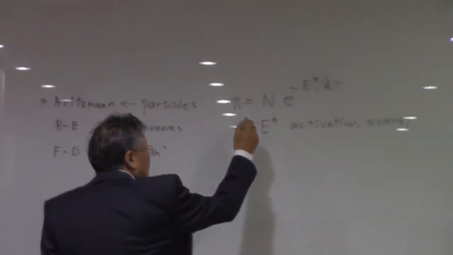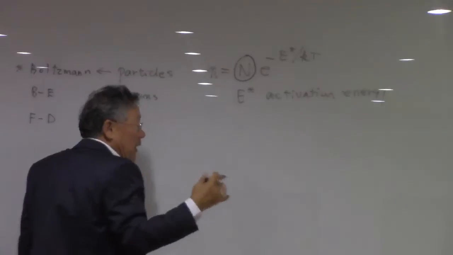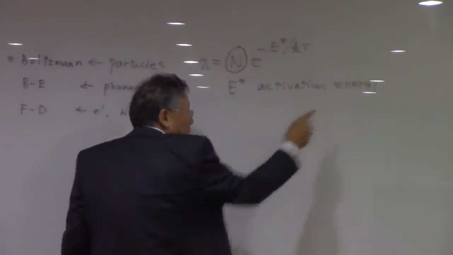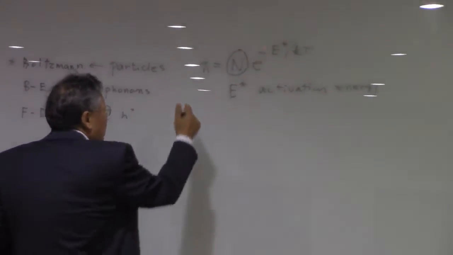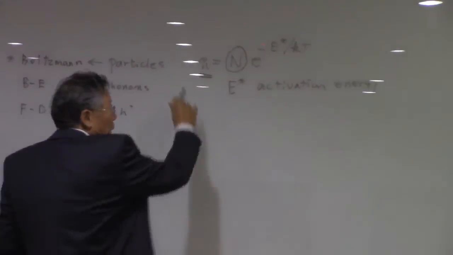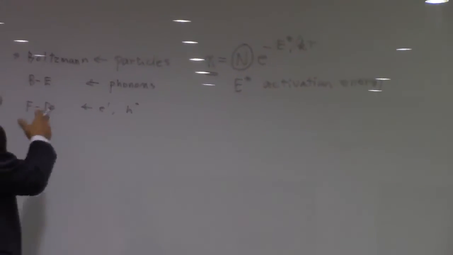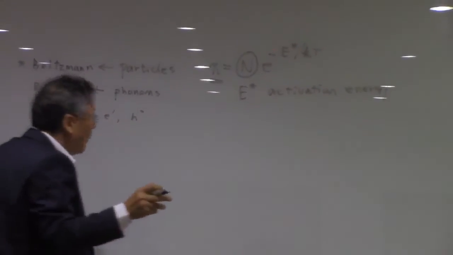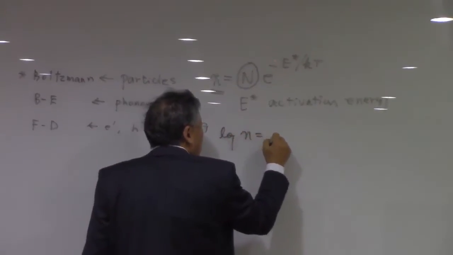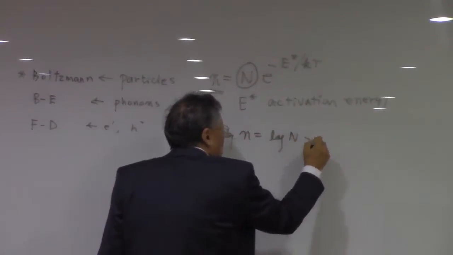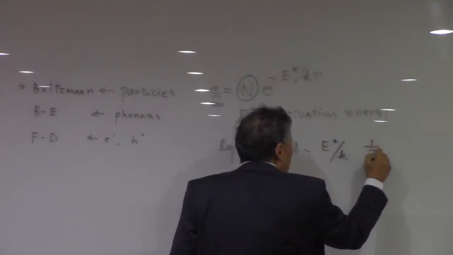So what it says is basically the available sites, and if it can have the activation energy to thermally overcome the barriers, then the successful particles are going to be written as this exponential. This is statistics. That's what the Boltzmann statistics is about. Okay. So when you take a log of this, log n is equal to log N minus E star over k, and then 1 over T.